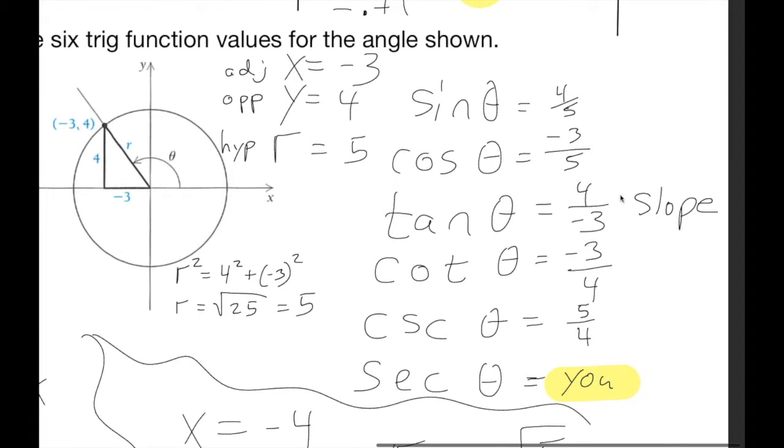And I just want to point out that this also happens to be the slope of this line right here. It's a slope of negative 4/3. Boom. The cotangent is its reciprocal. Cosecant is also a reciprocal of sine. Secant is the reciprocal of cosine, and I want you to figure out what that is.